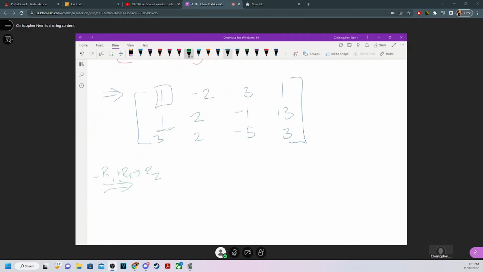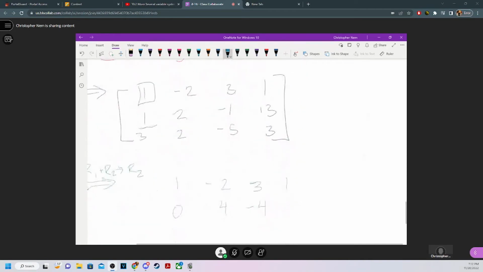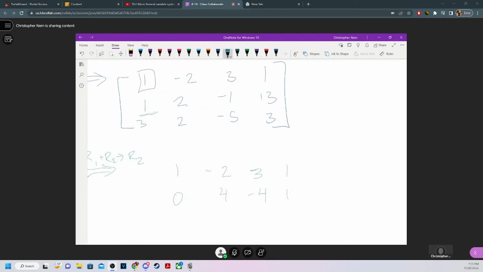In doing so, I have 1, negative 2, 3, 1. Nothing changed for the first row, but in the second row, this entry is now gone. This is a 4. Negative 2 times negative 1 is positive 2, plus 2 is 4. 3 times negative 1 is negative 3, plus negative 1 is negative 4. And then I have negative 1 times 1 plus 13, that becomes 12. Then negative 5, 3. This is my new matrix right here.